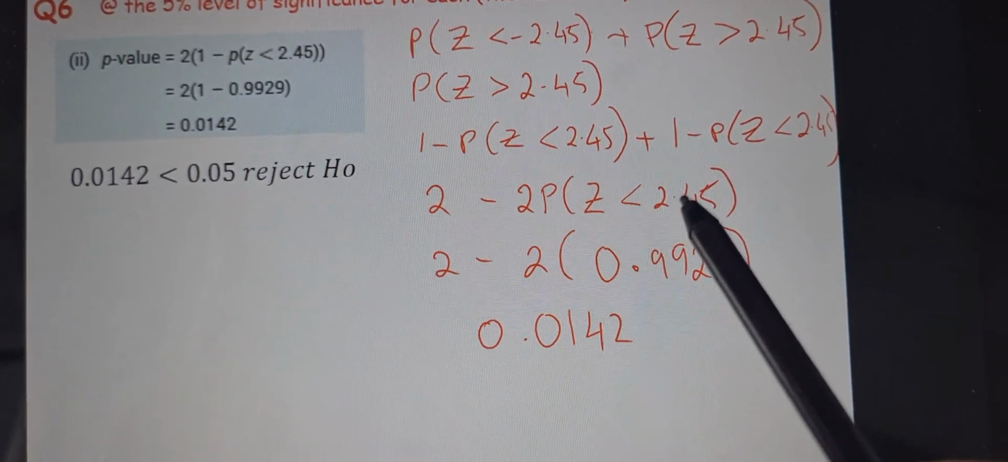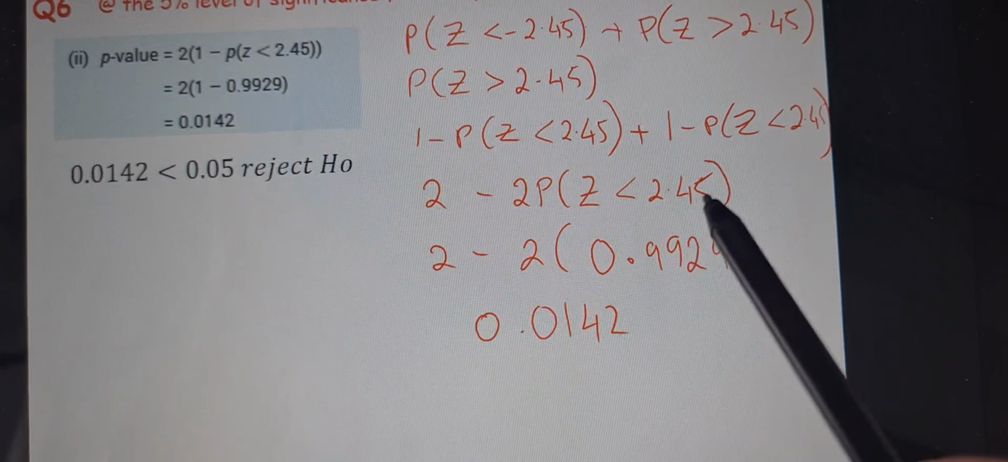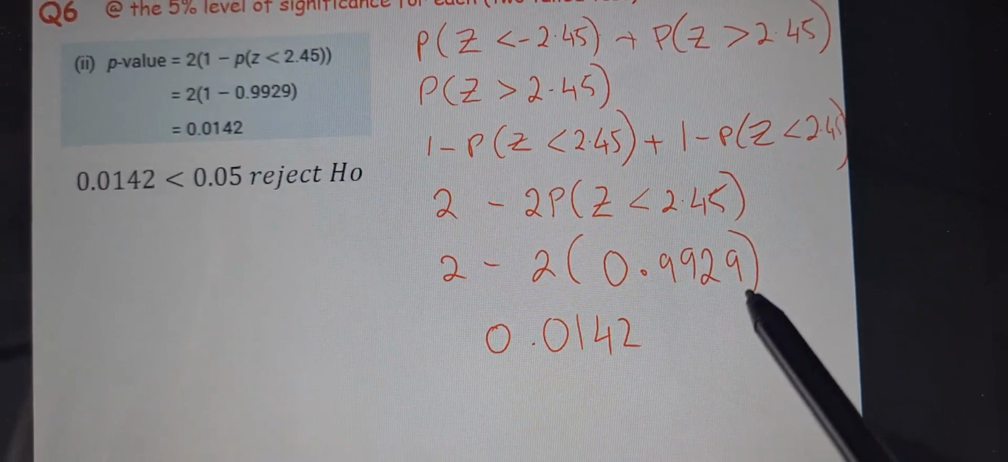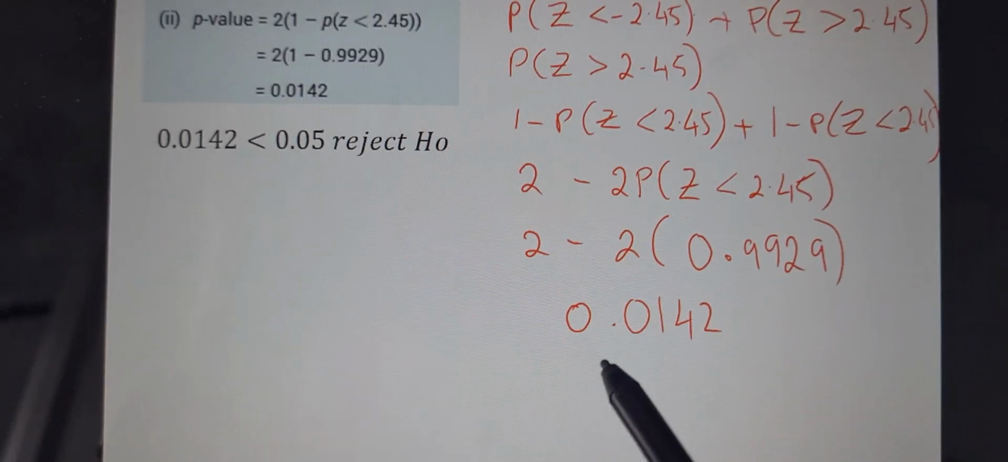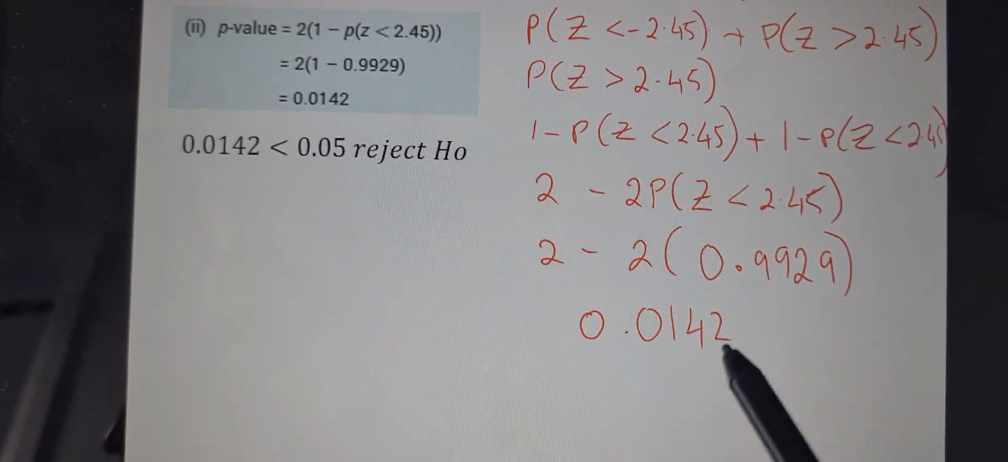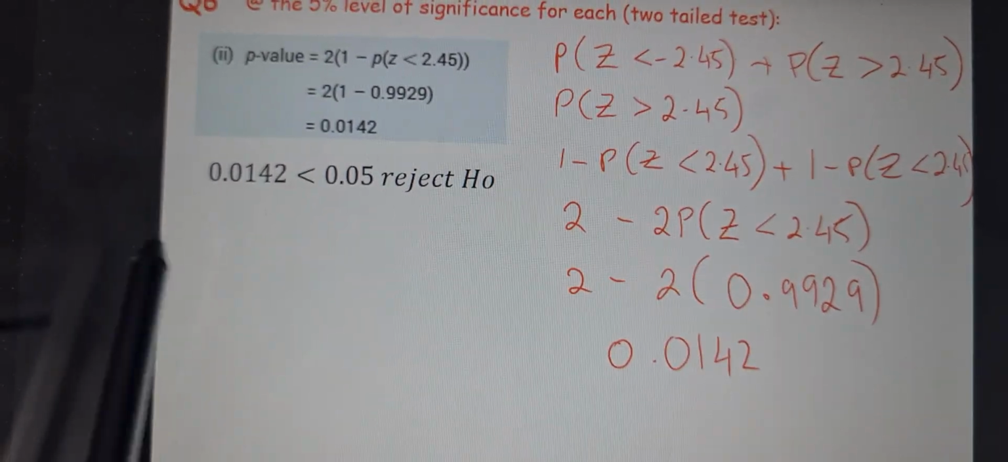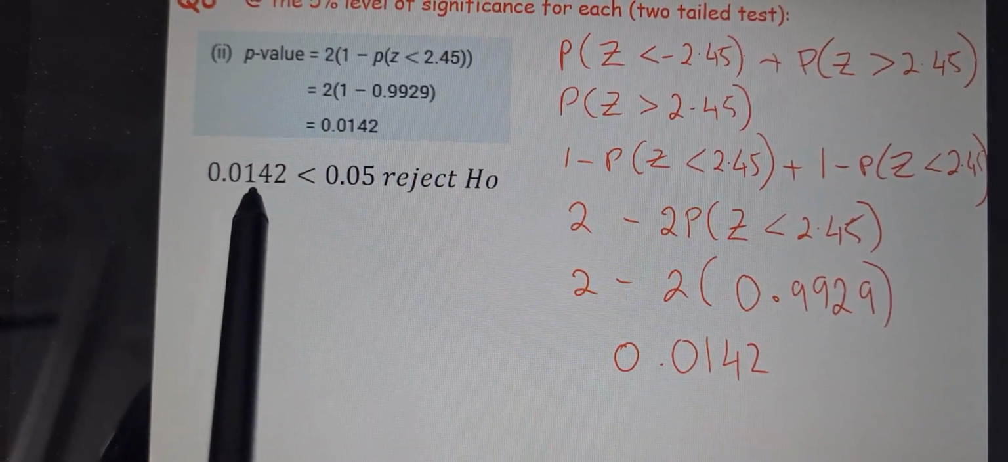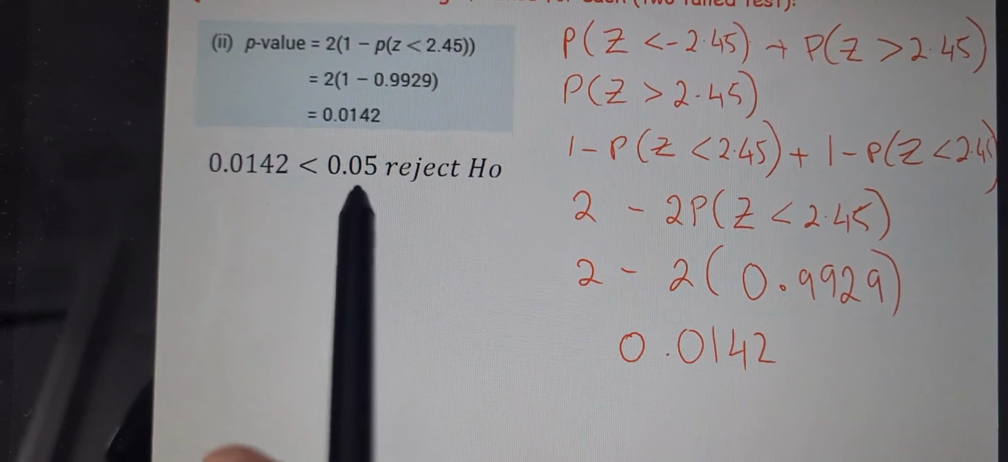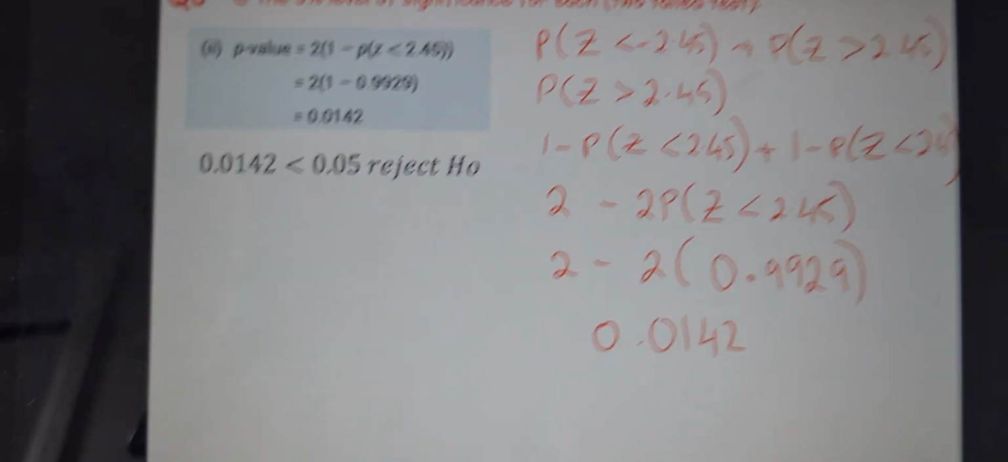Go to your Z tables, get out your probability for 2.45, which is 0.9929. Multiply it out and you'll get back your 0.0142. So that's your p-value. Because your p-value, 0.0142, is less than the significance level of 5%, you would reject H0.